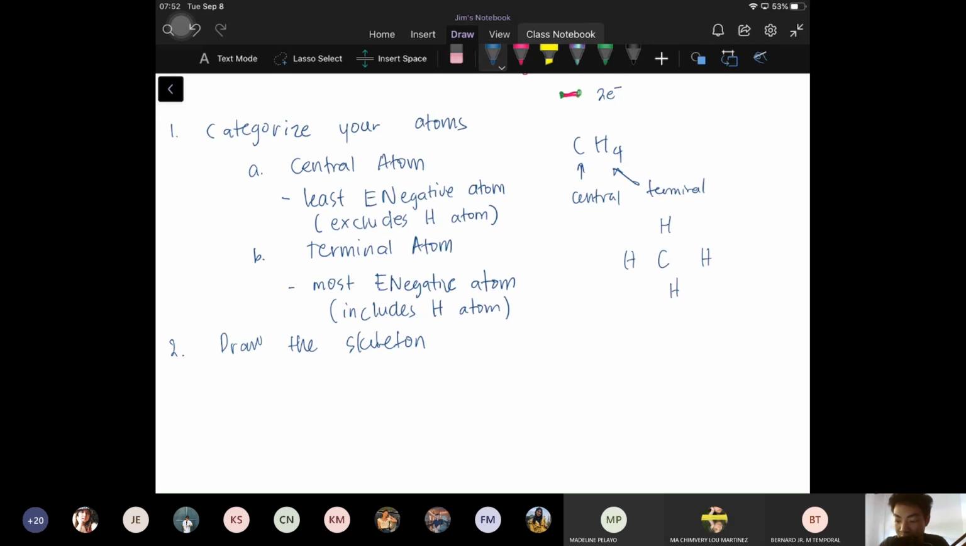Sir, pwede ba dito? Pwede ba ganyan? Kayo bahala. Pero, ideally, ganyan muna yung pag-arrange. Again, so paano ina-arrange? You arrange your terminal atoms on the four corners of your central atom. Sa top, sa bottom, sa left, and sa right. Okay. So, once you are able to draw the skeleton, you can do now the Naso Rule.